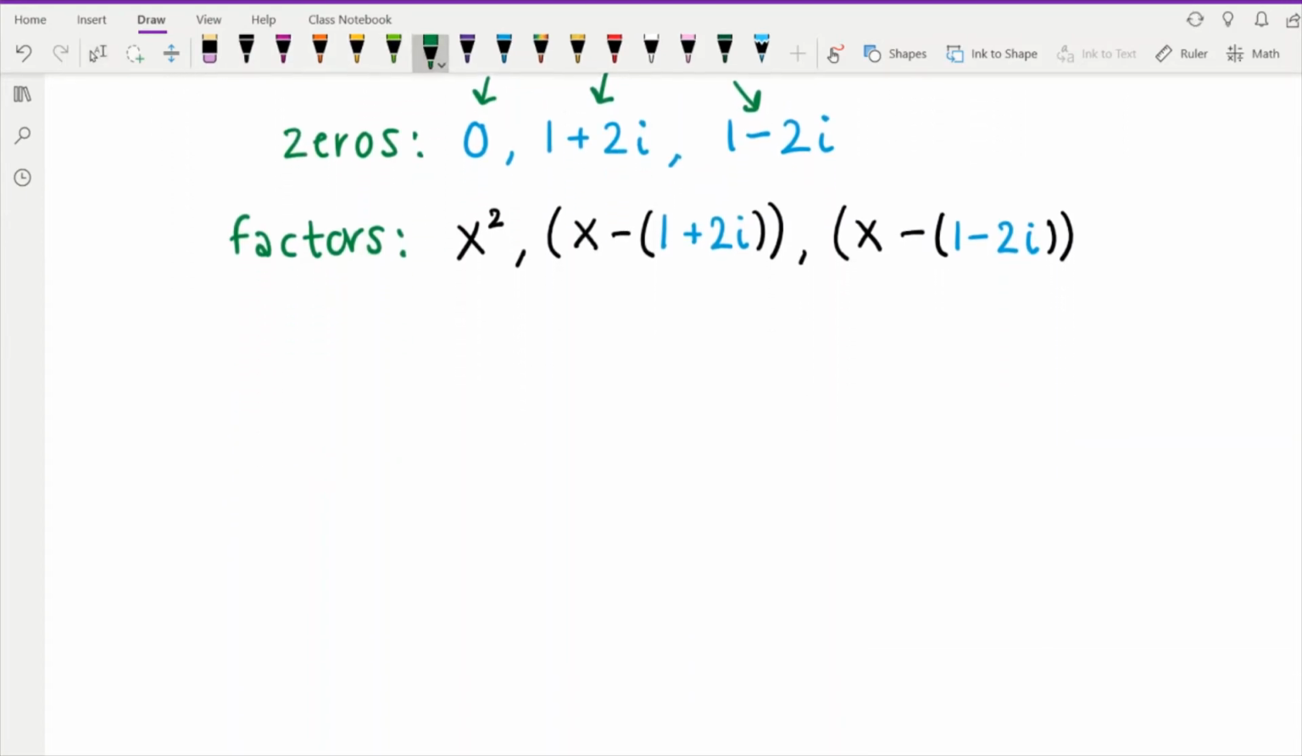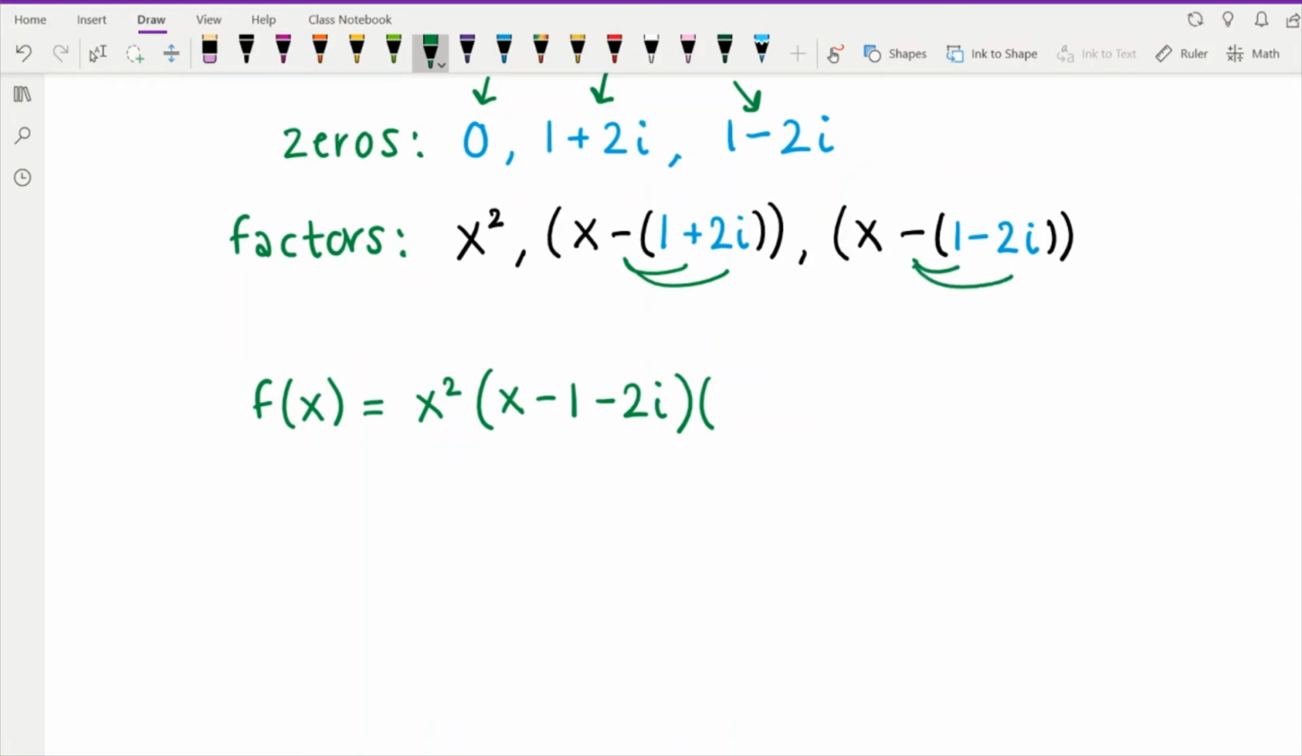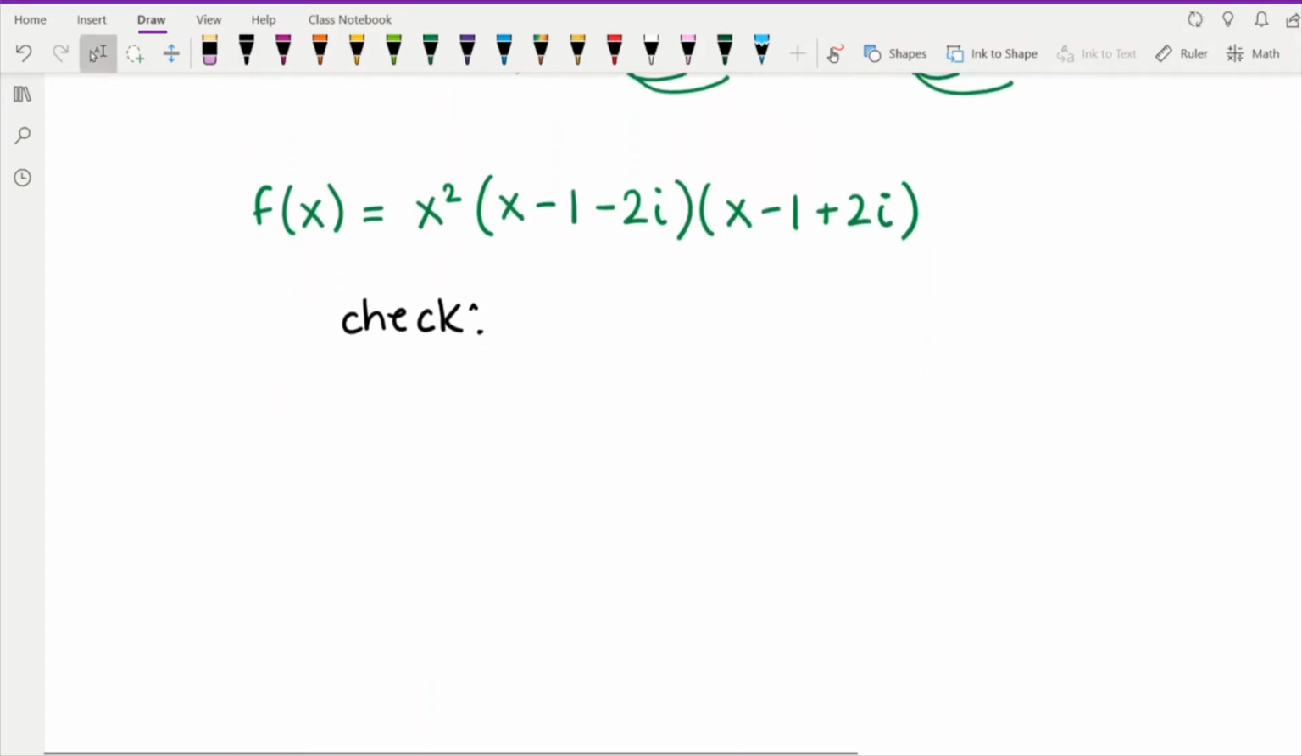And so if that's the case, then it should be true that f of x can be written as x squared times, and I'm going to now distribute this negative sign on each of these, x minus 1 minus 2i, and then x minus 1 plus 2i. Okay, so let's verify that that is actually true. How can we check that that is actually the factorization?